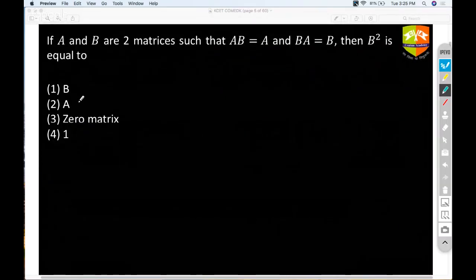Next, if A and B are two matrices such that AB is equal to A and BA is equal to B, then B square is equal to which of the following options? This is your question number 5 for the day.